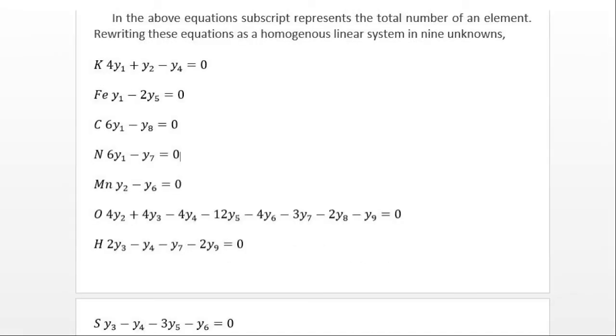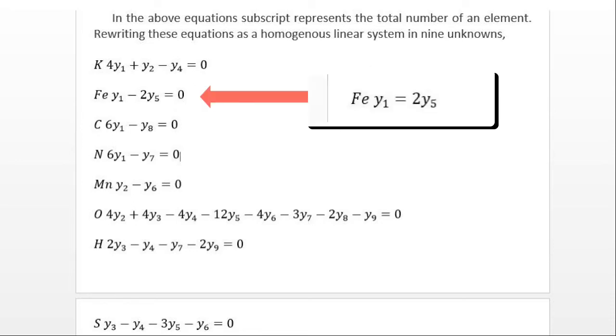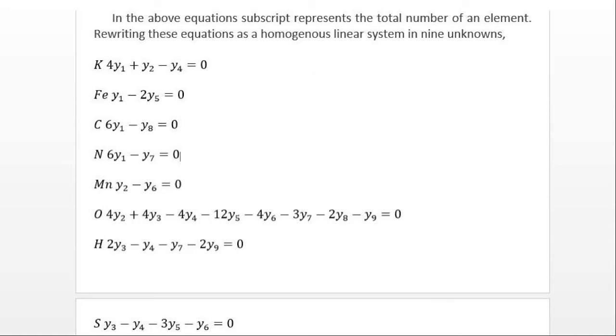After that, we will equate all the elements to 0 to form a homogeneous linear system. The terms on the product side become negative, or minus. For example, for potassium, we have 4y sub 1 plus y sub 2 minus y sub 4 is equal to 0. Then for iron, we have y sub 1 minus 2y sub 5 is equal to 0, the same as for the remaining elements. After we equate the elements to 0, we will convert it into matrix form, which is AX is equal to 0.